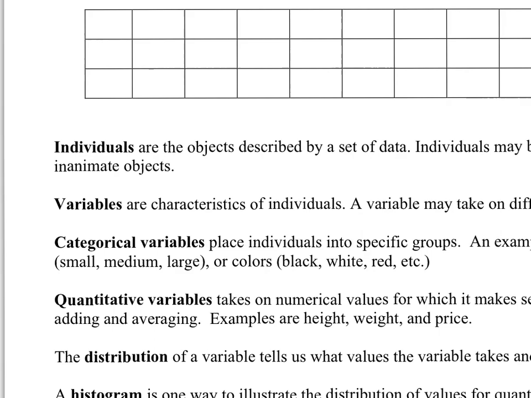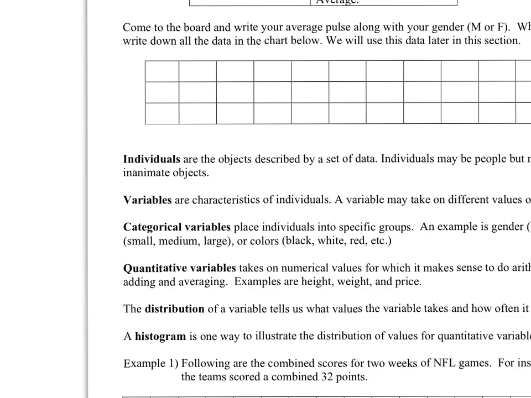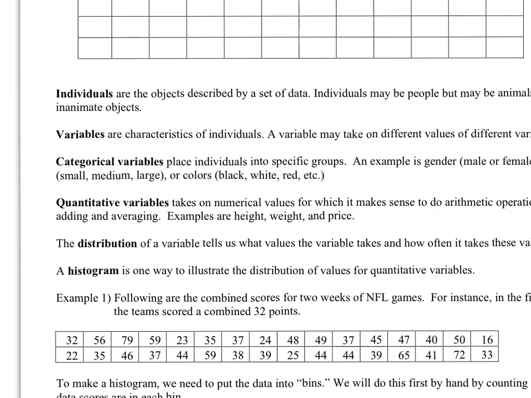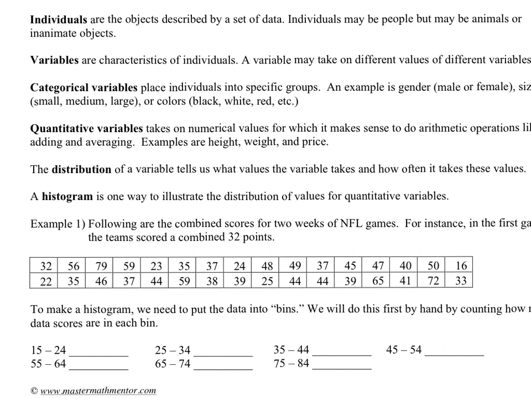Next vocabulary word? Variables. A variable can take on many different values, and an individual can have many different variables. You've got your categorical, you've got your quantitative, you've got the word distribution. Another word that's not on there is median. What's median?